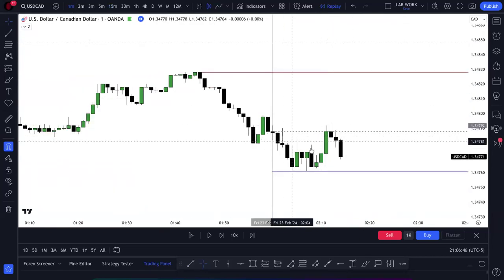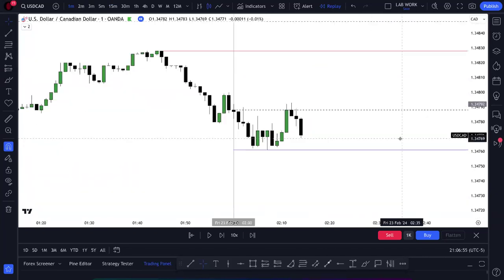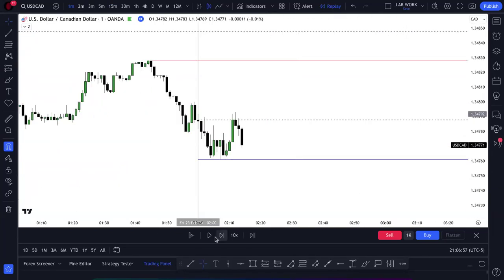Look at the precedence to it. Look at the respect to it. Look at how it opens, closes right on it. Opens on it, runs away from it. Taps into it, runs away from it. Really strong precedence to the price action.